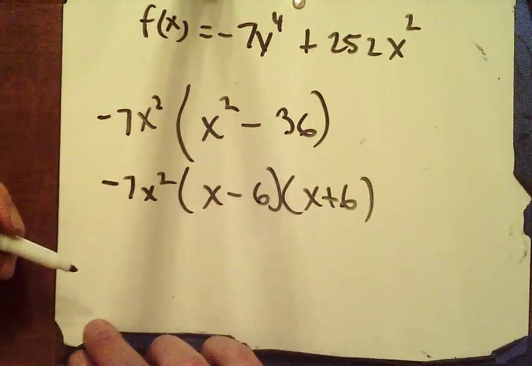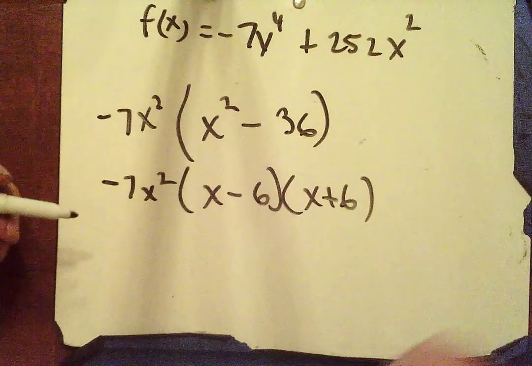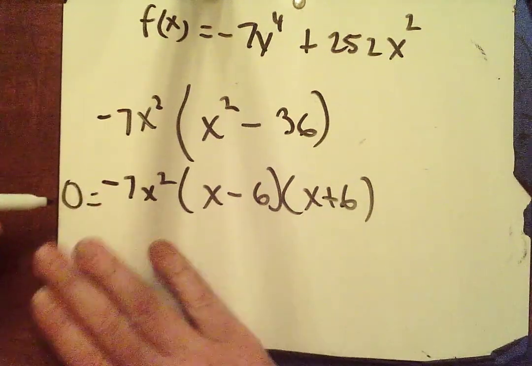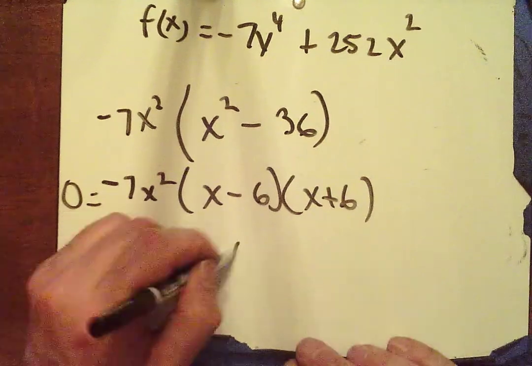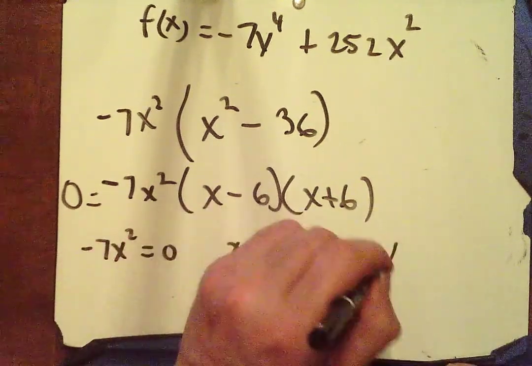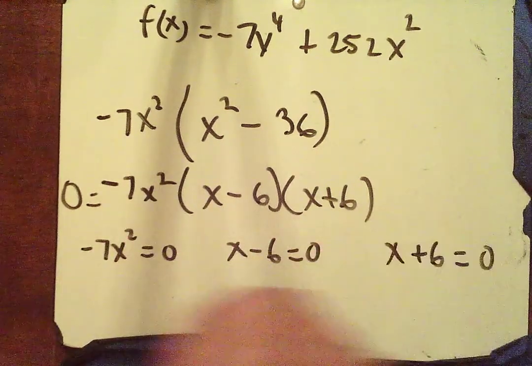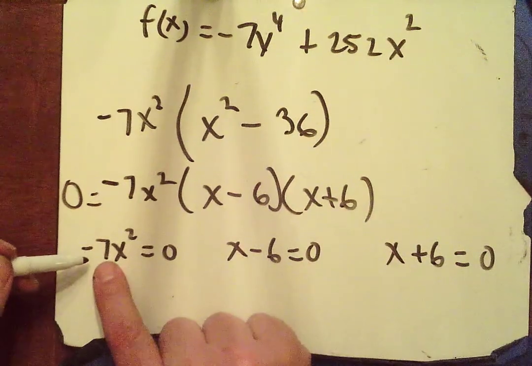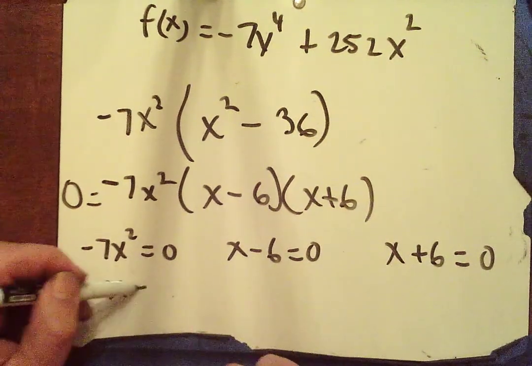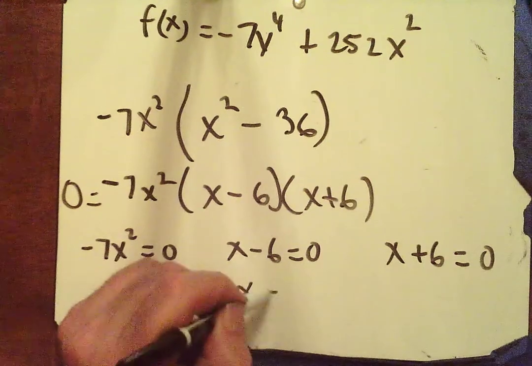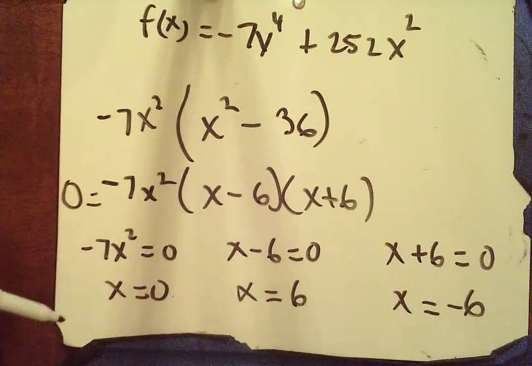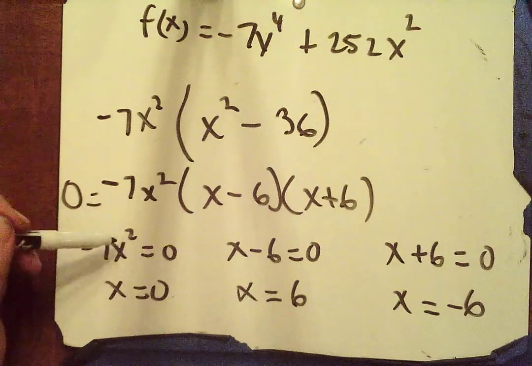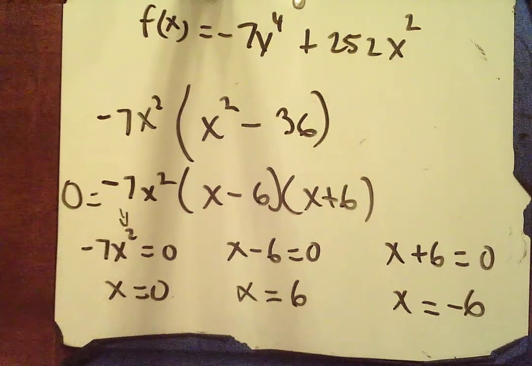Okay, and what are we looking for here? Find all the zeros. So when we set this polynomial equal to 0, that means negative 7x squared equals 0, and x minus 6 equals 0, and x plus 6 equals 0. Here I'm going to divide by negative 7 and take the square root, and I'm going to get 0. I'm going to get 6, and I'm going to get negative 6. Those are the zeros for this function. Don't forget the balance at x equals 0.